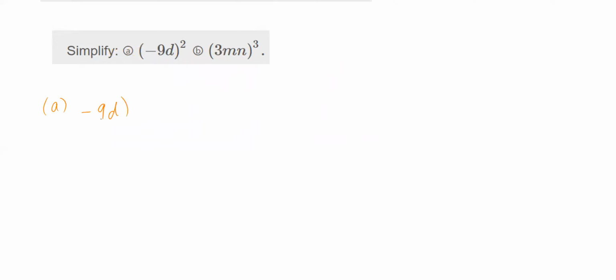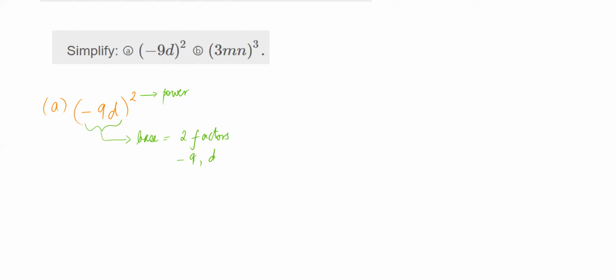Negative 9d, the whole squared. Okay. Let's examine this. The power is 2. I tried using different colors. If it's too light, maybe I'll not use it again. All right, you have the power that's being attached to the base, the flagpole, which is grouped as negative 9d. So the entire thing is your base. Right? Okay. Now your base has 2 factors in it, right? You have the negative 9 and the d.